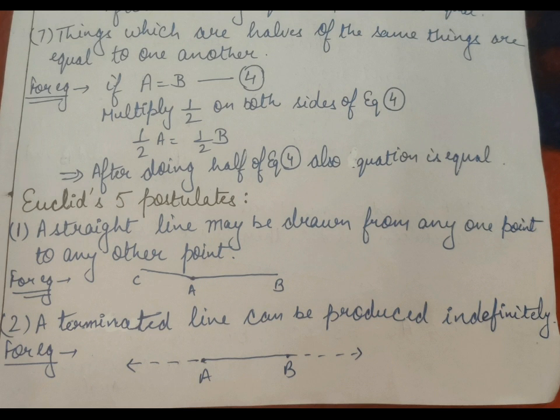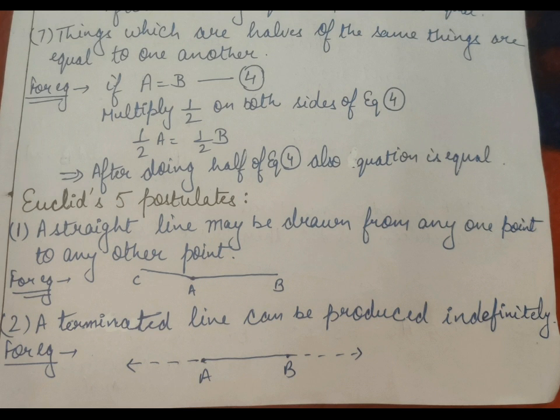Now come to postulates. Here 5 postulates are given by Euclid. Postulate number 1 is: a straight line may be drawn from any one point to any other point. In the example I have drawn the figure. A point is there, that is A. From point A we have drawn 2 lines, that is AB and AC. Similarly we can draw more.